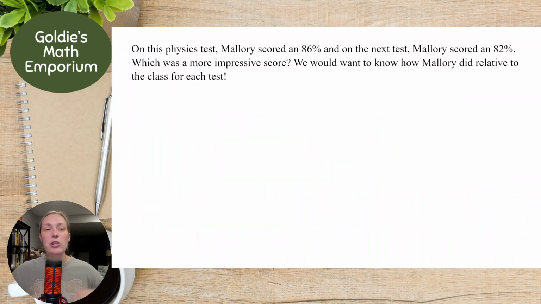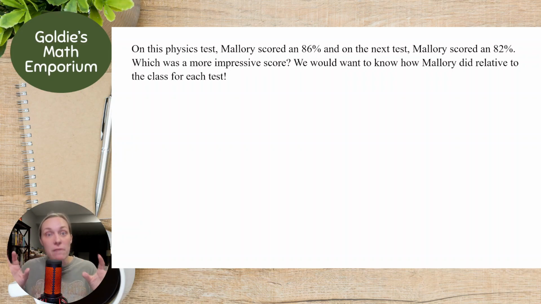Okay, so let's go back to our physics test that Mallory scored an 86% on. The following test, she actually scored an 82%, okay? Which was the more impressive score? Well, relative to herself, 86 was the most impressive score, right? But when you look at two different tests, we know that one unit might be harder than the other unit. So a better judge of which was the more impressive score would be to observe where that 86% was relative to the rest of the class, and where that 82% was relative to the rest of the class.